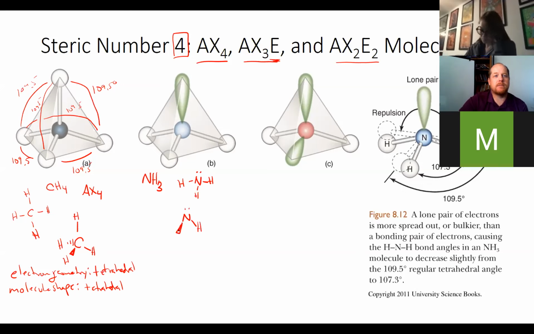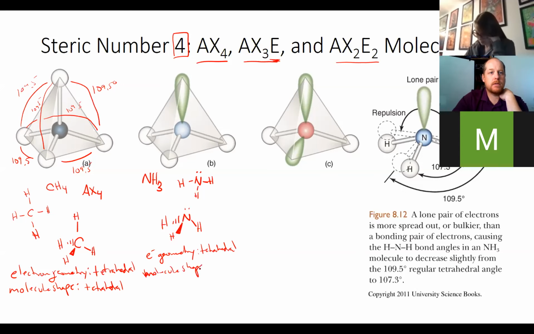And hopefully you're seeing how this is mimicking the artist's rendering of these, just without needing quite the skill to render those in the same way. And so what you have here is an electron geometry that's still tetrahedral. Okay, but now you're going to have a molecule shape that is called trigonal pyramidal.